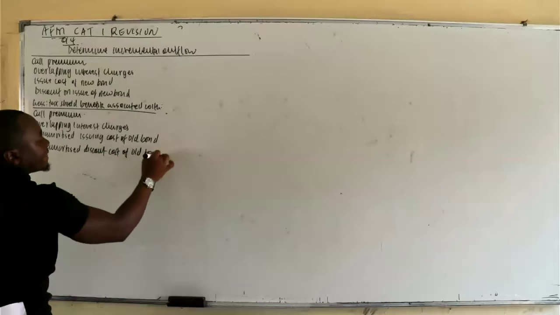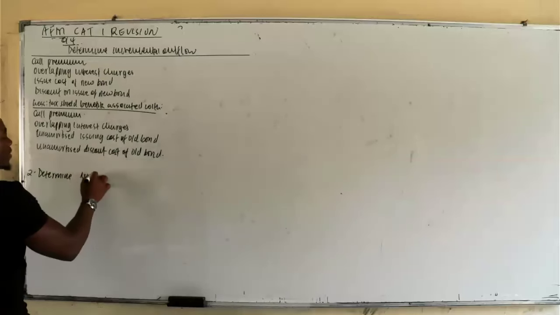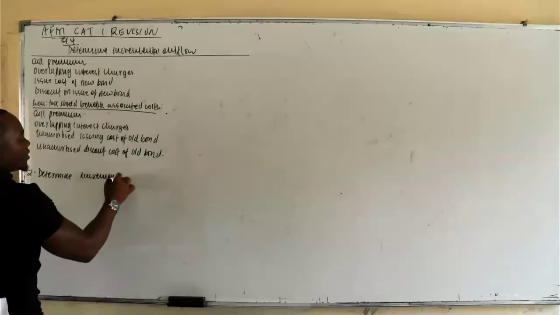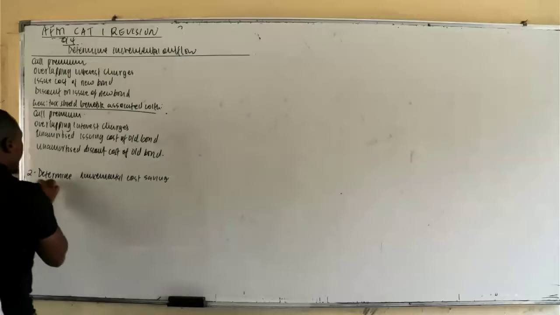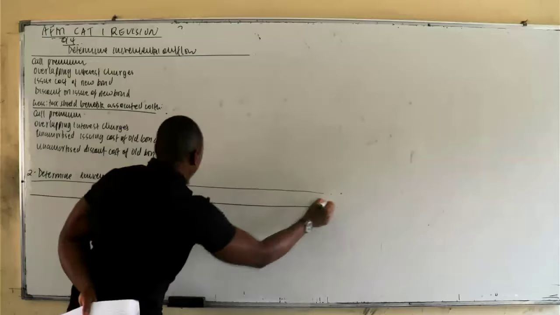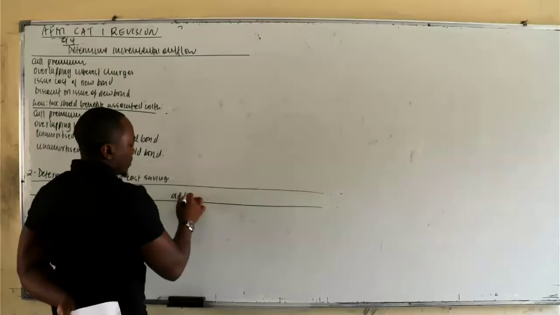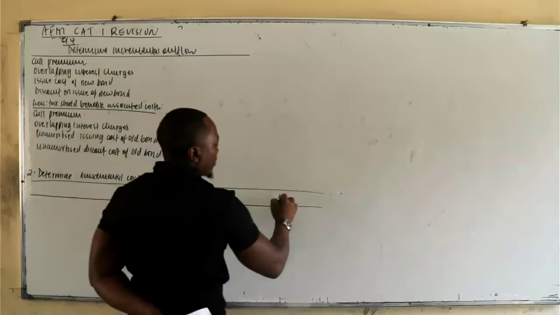And then the second step, you determine the incremental cost savings. How do you get the incremental cost saving? By comparing the cost of the old bond against the cost of the new bond.